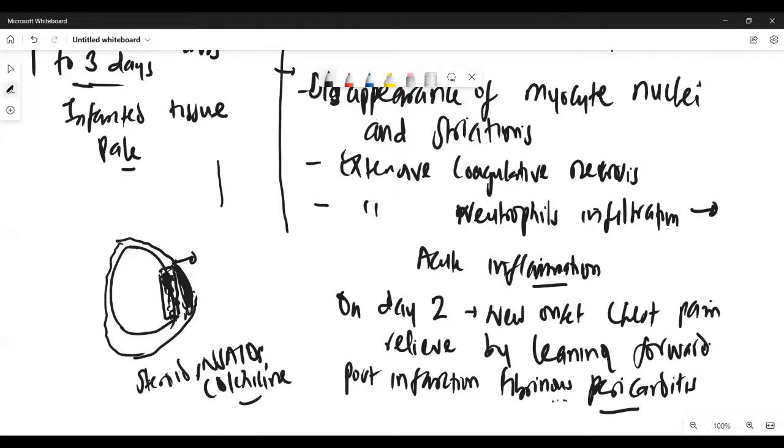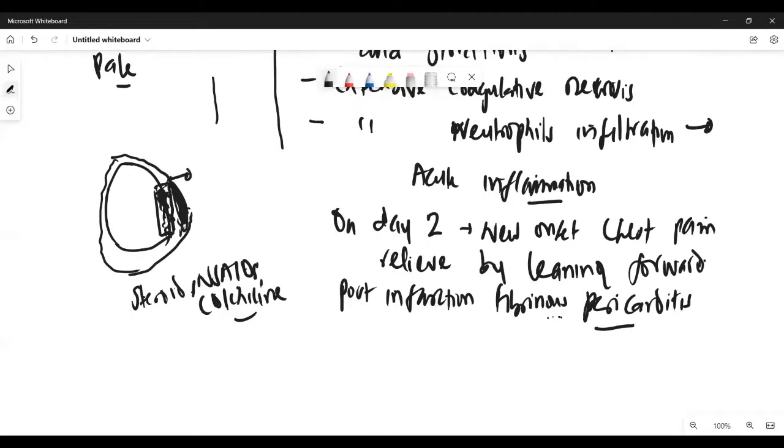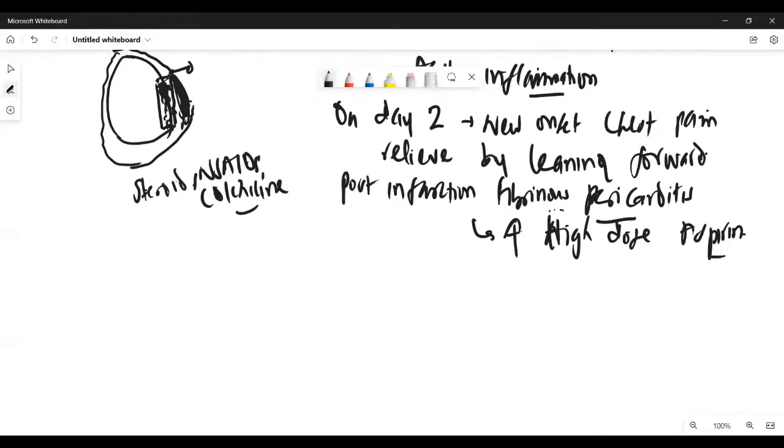So if you want to treat this patient, all you have to do is increase the dose of their aspirin. You can give them high dose aspirin, which is also what we use if somebody is having a heart attack. It's one of the medications that we use. So that's day 1 to 3. Moving on to the next one.